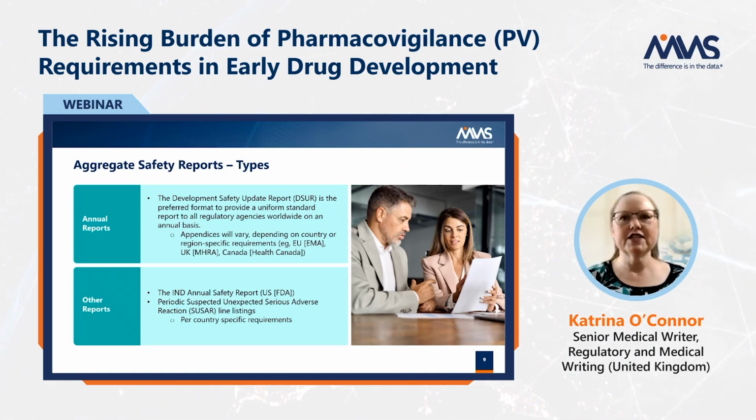In addition to the DSUR, other periodic aggregate reports include the IND Annual Safety Report, specific for the US FDA, and periodic suspected unexpected adverse reaction or SUSAR line listings, which are submitted per country-specific requirements, and I'll provide a little more information later on.